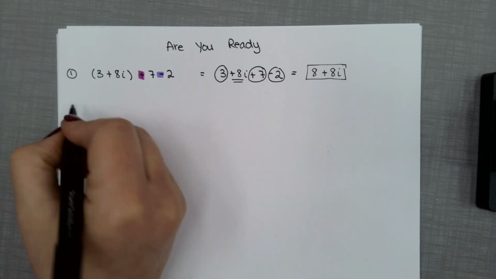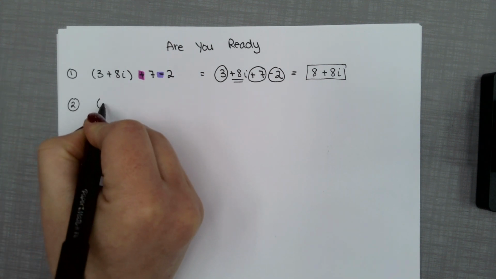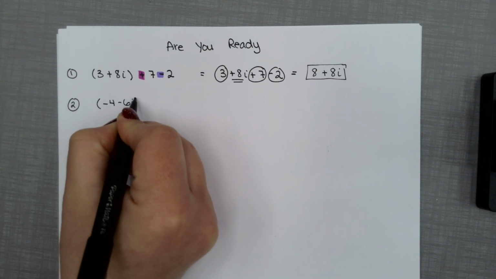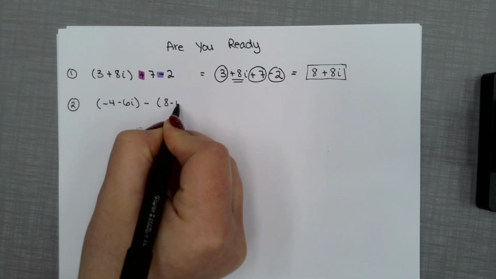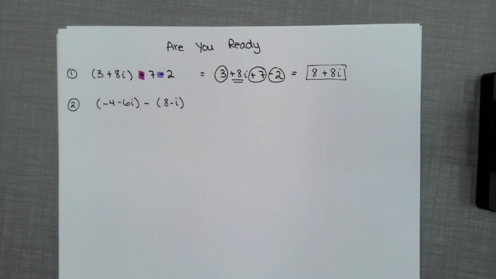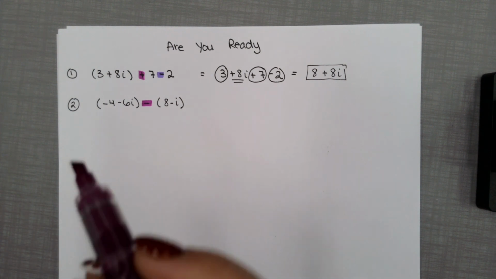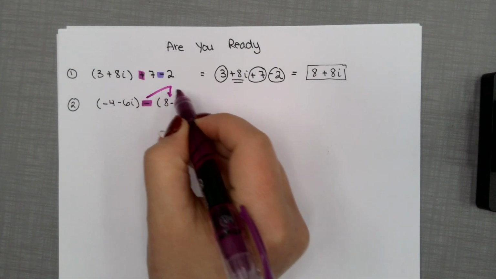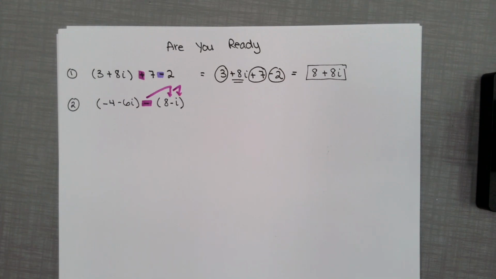Now, when you do have a binomial, it would look something like this. A negative 4 minus 6i minus an 8 minus i. Here's your binomial that's attached to a subtraction. Again, don't multiply when it's not asking you to multiply. This is asking for a subtraction. So we're going to distribute both 8 and negative i gets its symbol switched. So if you see a positive, it becomes a negative. If you see a negative, it becomes a positive.